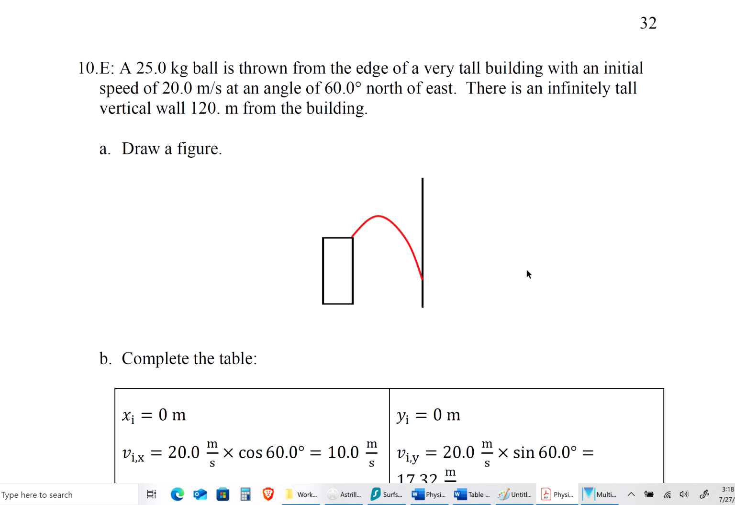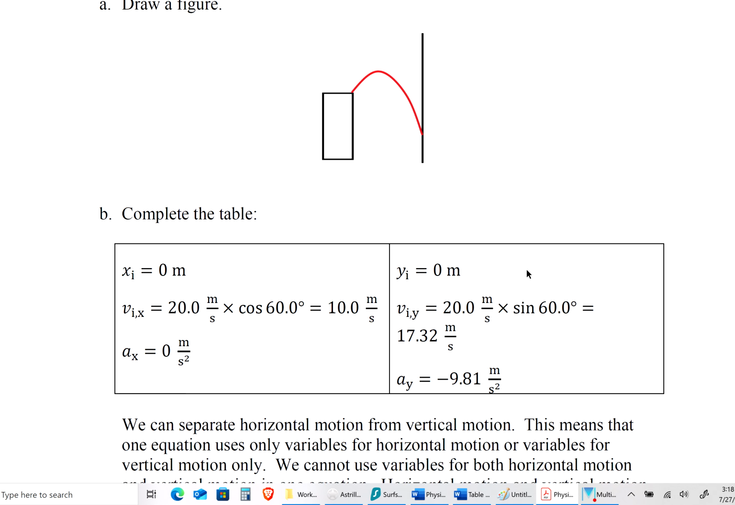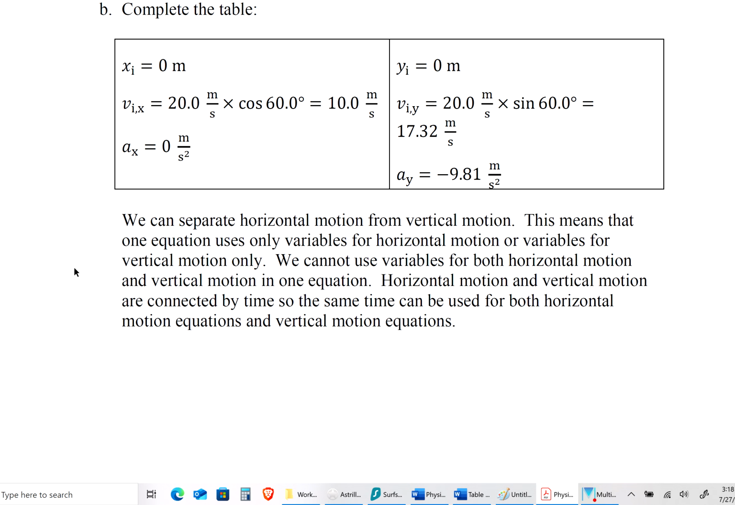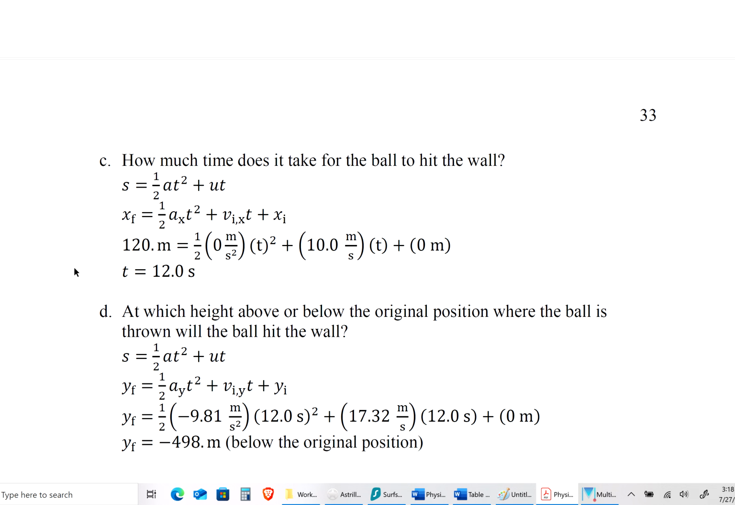Question number 10. A 25 kilogram ball is thrown from the edge of a very tall building with an initial speed of 20 meters per second at an angle of 60 degrees north of east. There is an infinitely tall vertical wall 120 meters from the building. So part A, draw a figure. It's going to look something like this. Part B, complete the table. Part C, how much time does it take for the ball to hit the wall? So we're going to use this equation here.